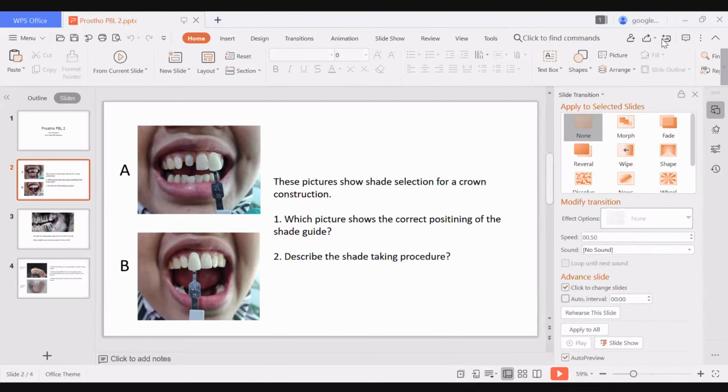Okay, why do you think so? Because it is placed next to the tooth guide. The shade is placed next to the tooth guide. And for picture B, it is placed a bit in front. So the lighting received is not the same. Okay, right. Anybody else?